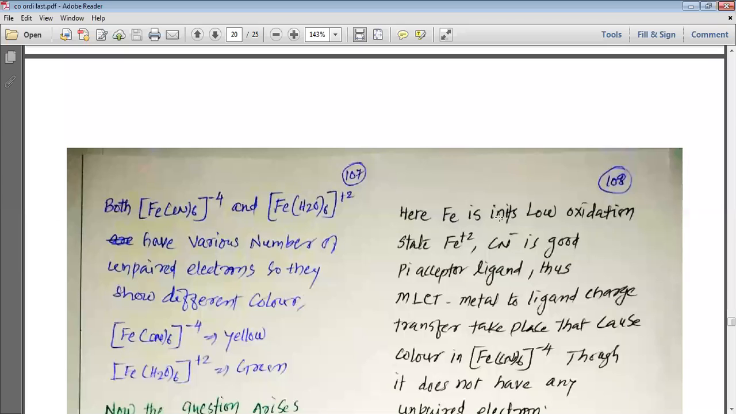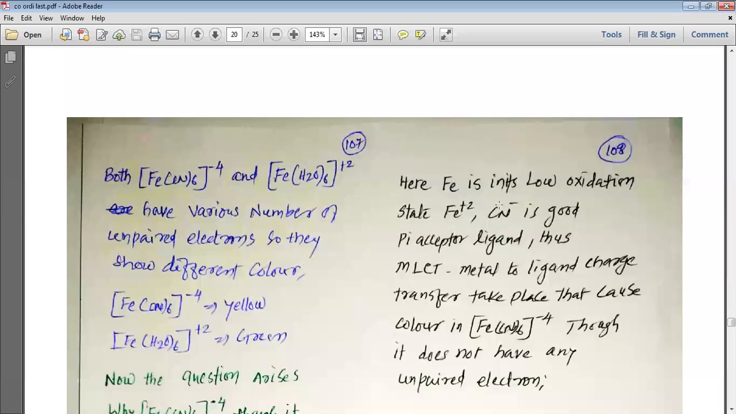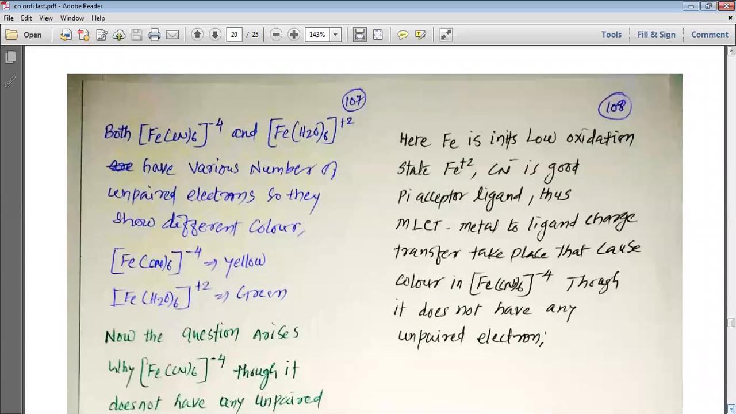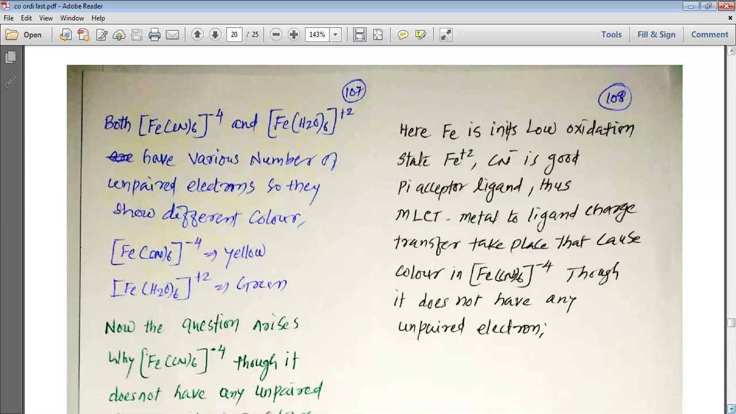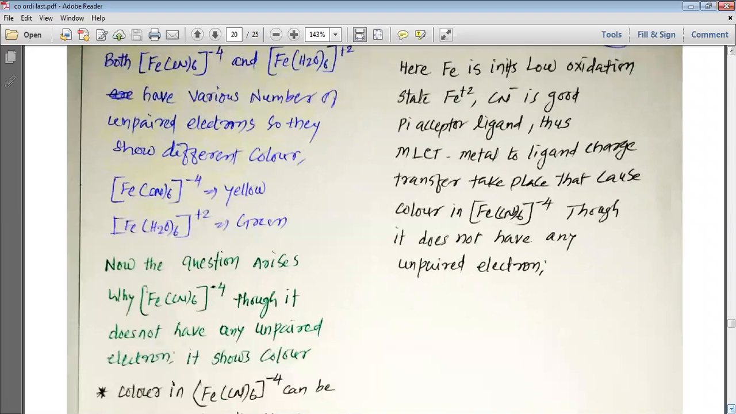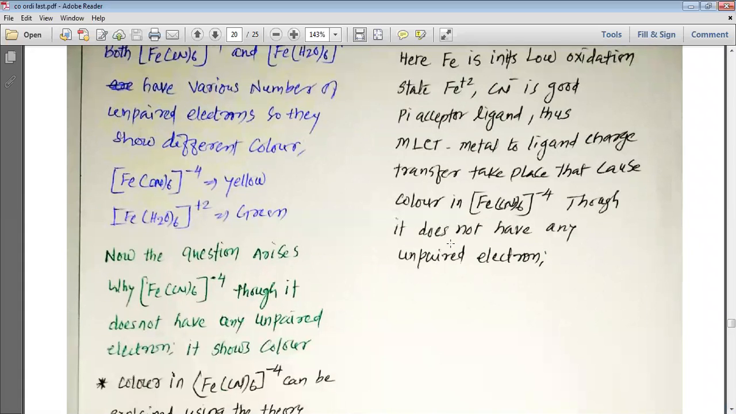So here in Fe, if you see, Fe is in its lowest oxidation state possible, that is Fe+2. CN- is a very good pi acceptor ligand, and thus MLCT, metal to ligand charge transfer, takes place in [Fe(CN)6]4-, and thus the color in [Fe(CN)6]4- is yellow. Actually it should be colorless, but due to the MLCT, the color of [Fe(CN)6]4- is expressed as yellow, and in practical also it is yellow in color, and though it does not have any unpaired electron, it is a colorful compound.